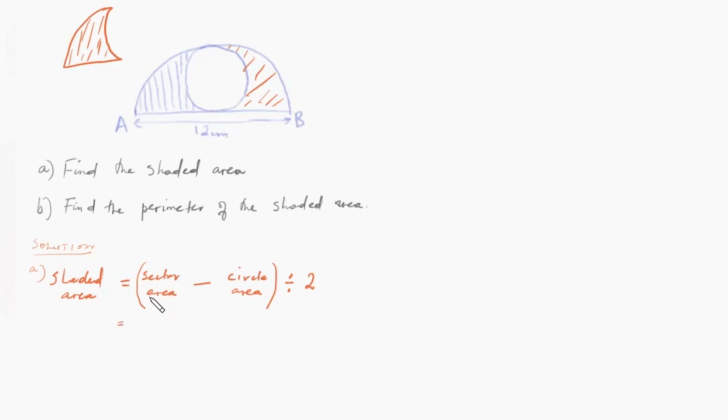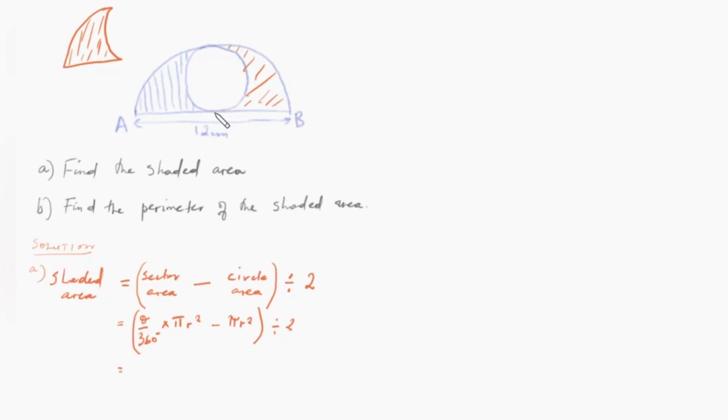We are going to say the sector area will be theta over 360 times pi r squared. That's the formula. Then we are going to subtract the circle area. The circle area is going to be pi r squared. Then we are going to divide this by 2. Now we are left with substitution. We are going to substitute real numbers now.